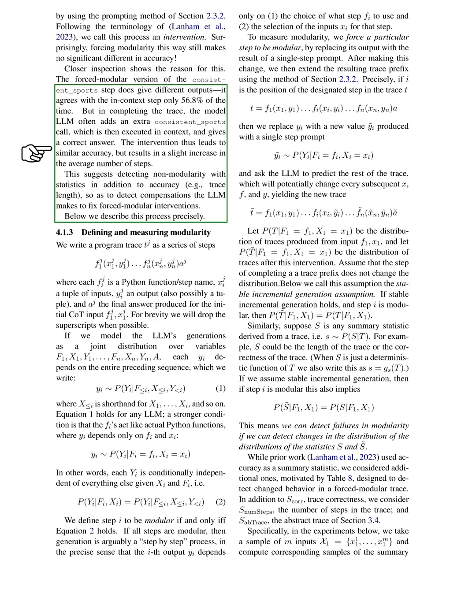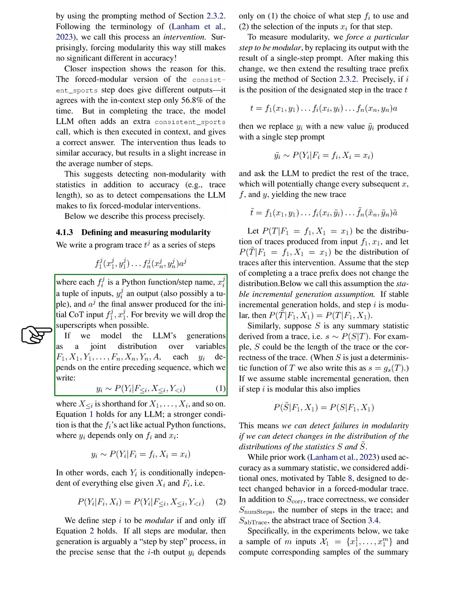Upon closer examination, we found that while the forced modular version produced different outputs, matching the in-context step only about 56.8% of the time, the LLM often added an extra call to the consistent sport step during trace completion, which then provided the correct answer. Thus, the intervention maintained similar accuracy but slightly increased the average number of steps taken. This leads us to consider measuring non-modularity not just through accuracy but also through other statistics, such as trace length, to identify compensations made by the LLM during forced modular interventions. We will detail this process further.